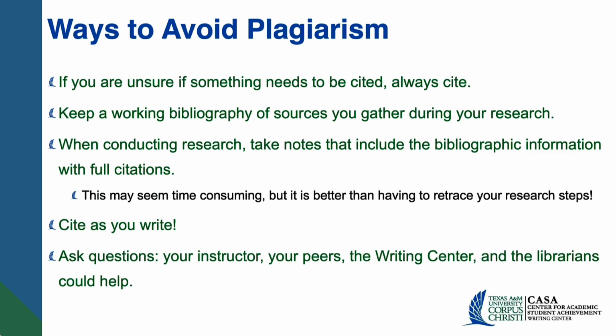Some of the ways to avoid plagiarism: if you're unsure whether something needs to be cited, it's always best to just cite. Keep a working bibliography of your sources that you gathered during your research. Meaning, as you're gathering your research, you are creating citations that you can just copy and paste where you need to. When conducting research, take notes that include the bibliographic information with full citations. This way you can remember where some of your direct quotes have come from. It seems time-consuming on the front end, but it is way better than having to hunt down a 2-line quotation in a journal article that's 20 pages long.